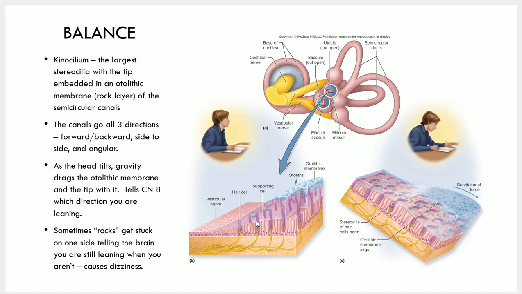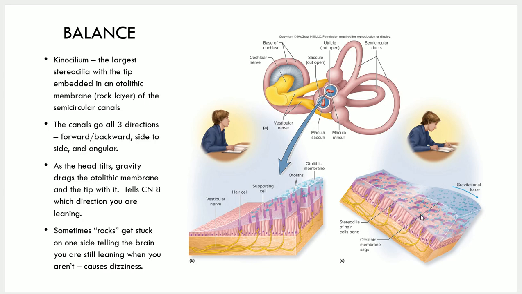Notice these big purple cilia. Okay, so we've got a bunch of these little supporting cells. And we've got these big purple cilia. We call these kinocilia, the largest stereocilia, with the tips embedded in an otolithic membrane of the semicircular canals. The tips are covered in a gel-like substance with little rocks embedded in them called otoliths. So oto, ear rocks.